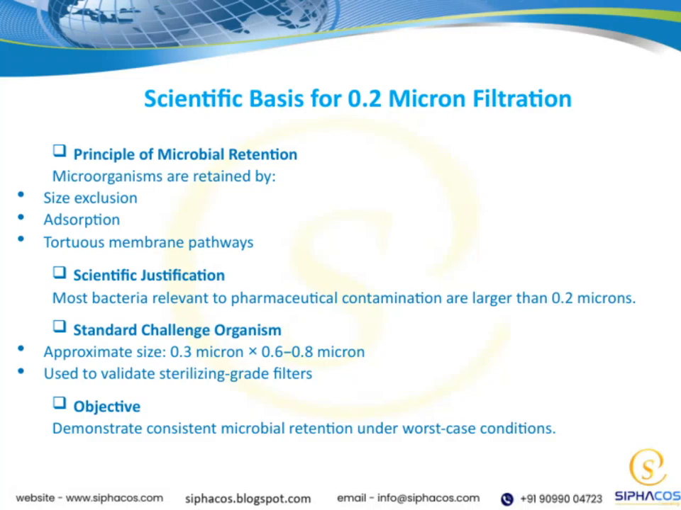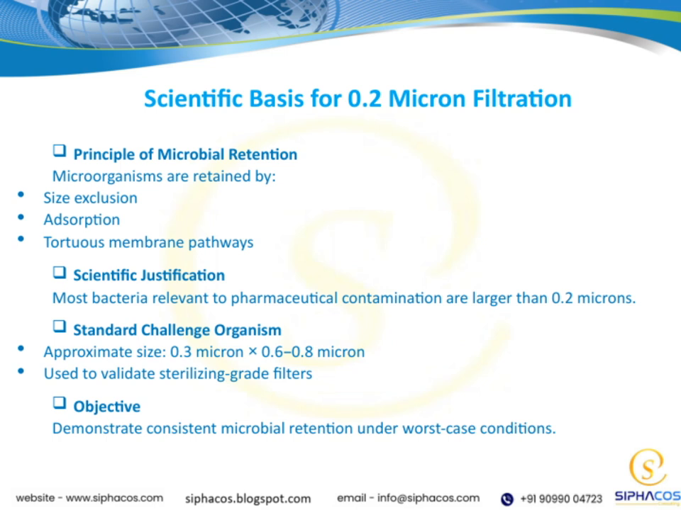Let's take a closer look at the scientific basis for the 0.2 micron filtration. The core principle here is microbial retention, which involves several key mechanisms. First, size exclusion plays a crucial role. Microorganisms are physically blocked because they are larger than the pore size of the filter.